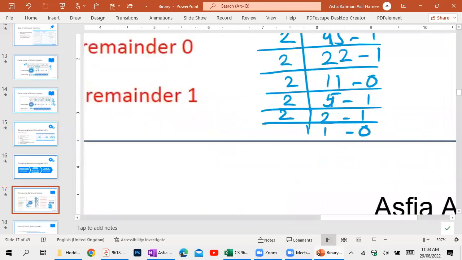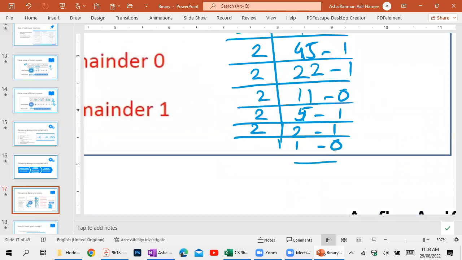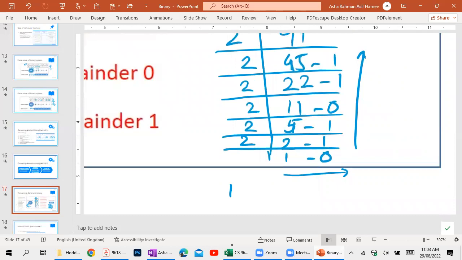Now we have all these remainders. What do we need to do? You start from here, you go up, and you start writing the number: 1, 0, 1, 1, 0, 1, 1. And you again complete the bits: 1, 2, 3, 4, 5, 6, 7, and then 8. You add a 0. Always add the 0 before, add a leading zero, not the following zero.